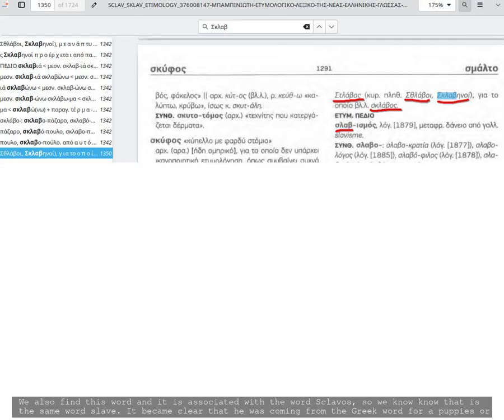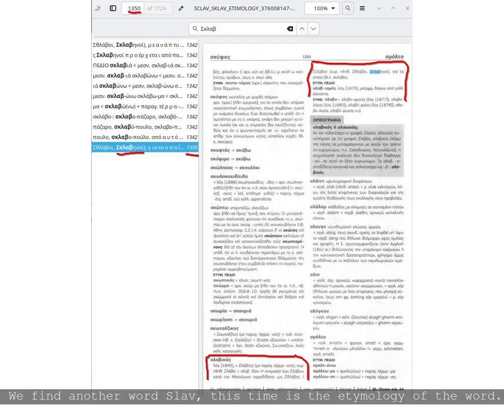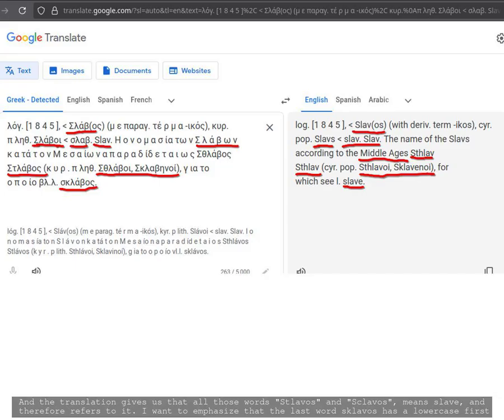It became clear that it was coming from the Greek word for a puppies or puppy. We find another word, Slav. This time it is the etymology of the word, and the translation gives us that both words, stavos and sklavos, mean slave and therefore refer to it.